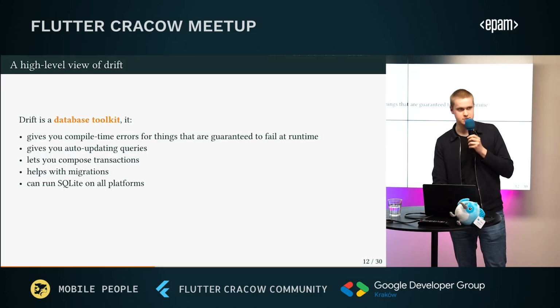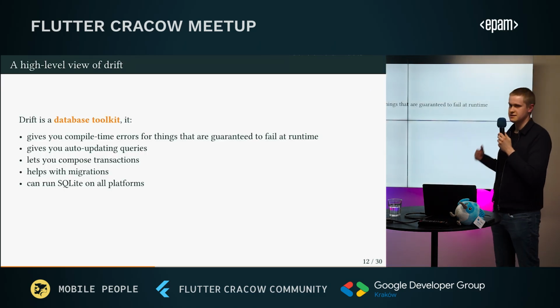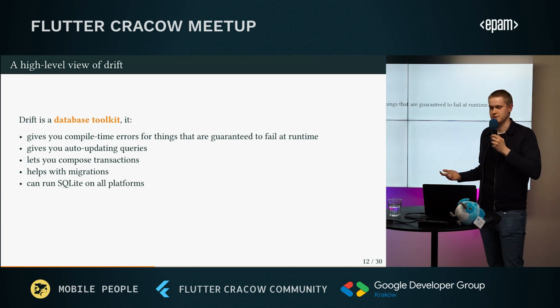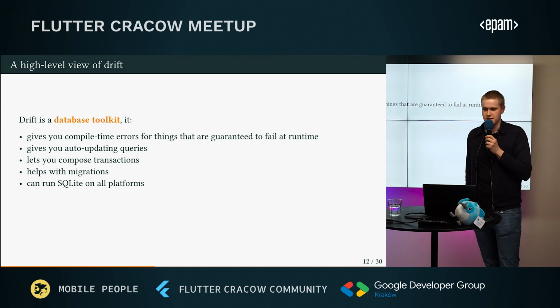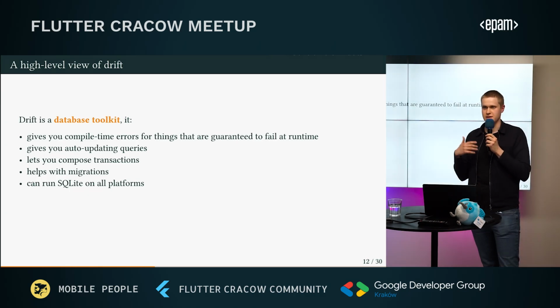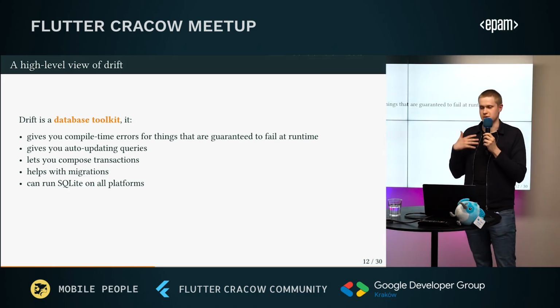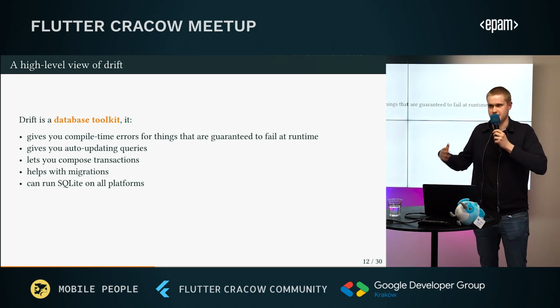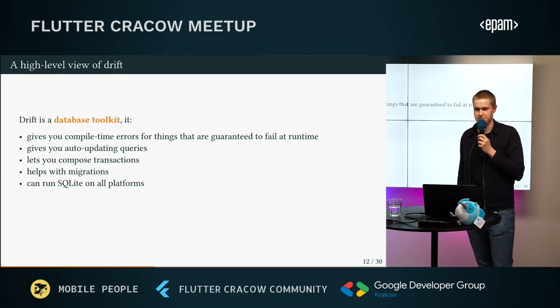So, to summarize what Drift actually is, Drift is a database toolkit, right? That's the word I would use to describe it, maybe database library or database toolkit. It gives you compile time errors for things that are guaranteed to fail at runtime, which I think as Dart developers is hopefully something we appreciate, because that's one of the nice things about Dart and statically typed languages in general, that we can find more errors at compile time.